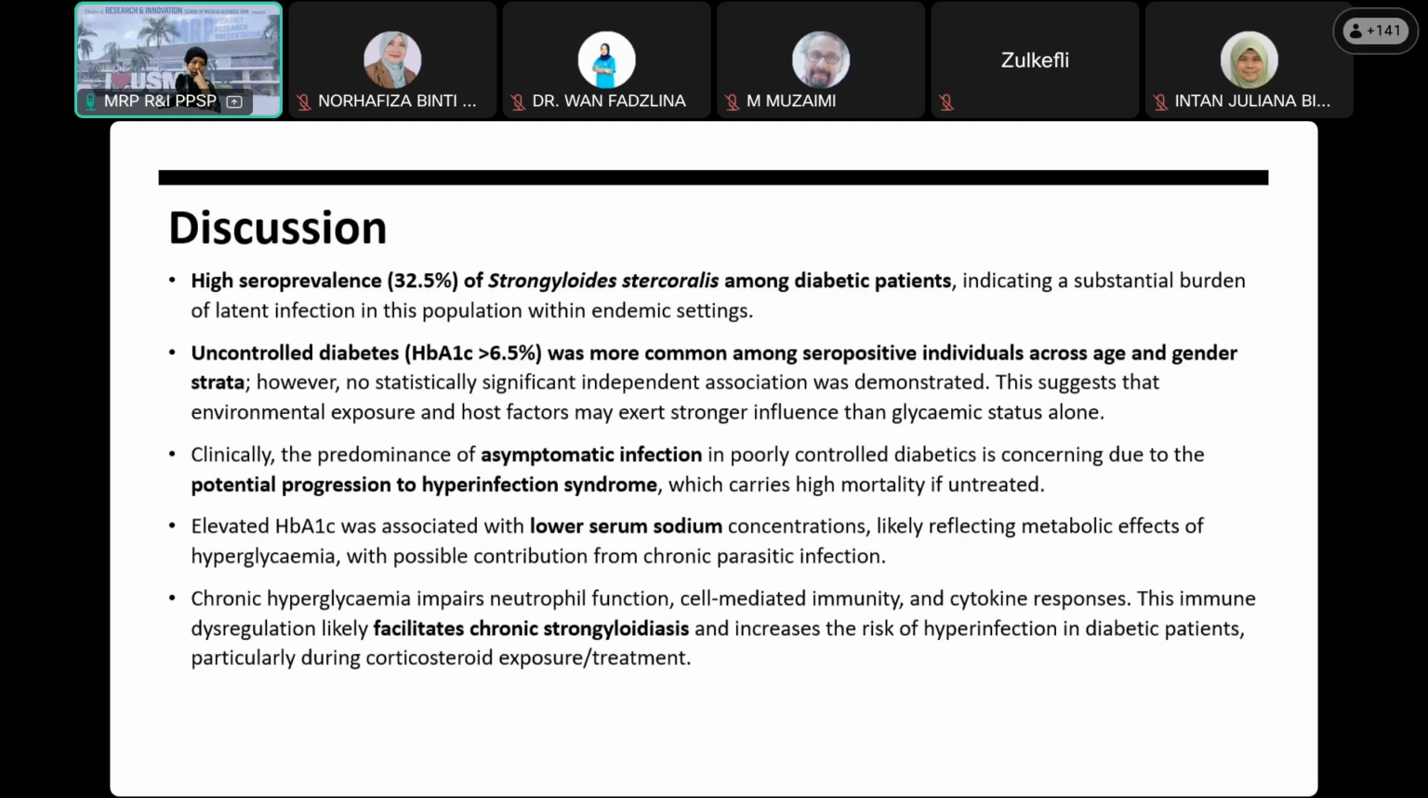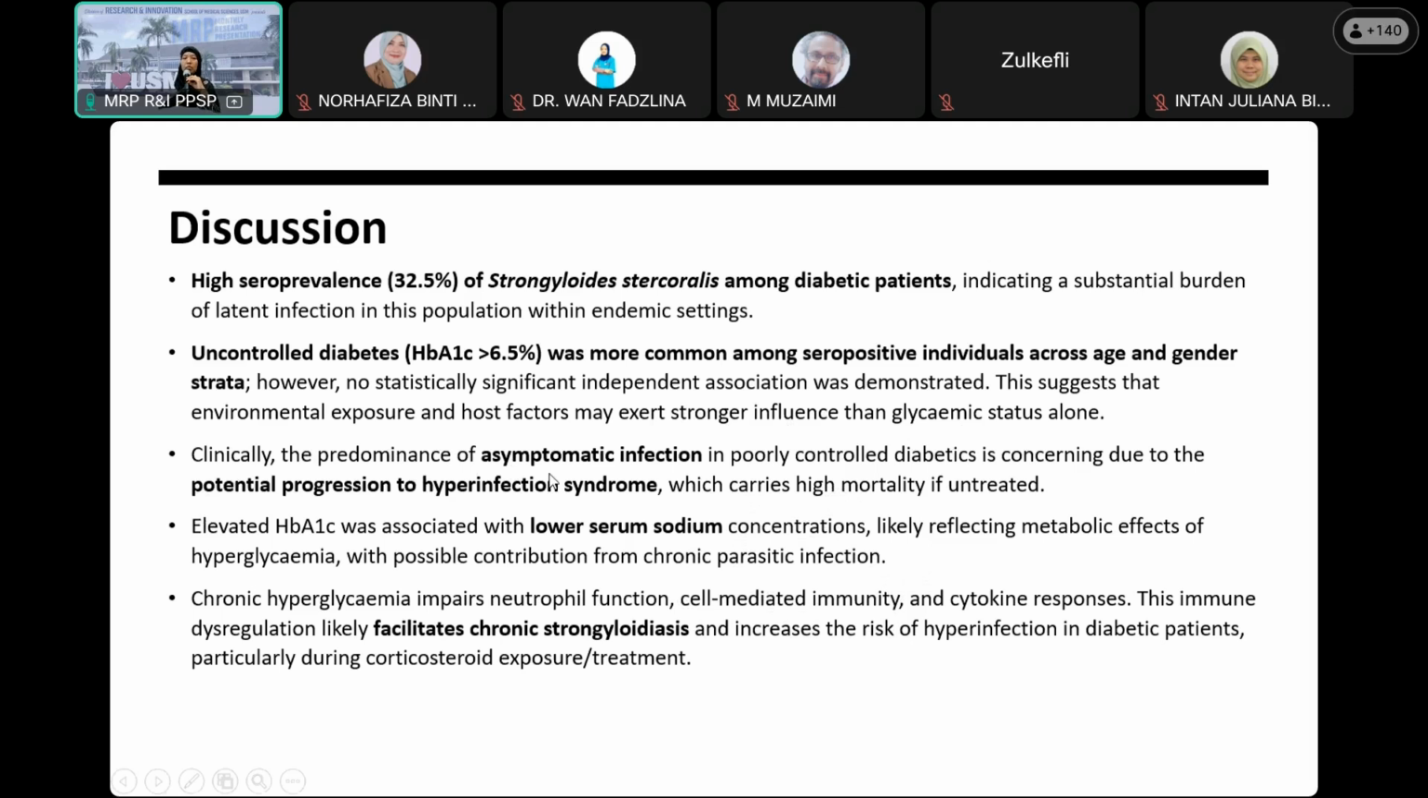So for the discussion, we have only 2 slides left. There is a high seroprevalence of Strongyloides stercoralis in our diabetic patients, which is 32%. Uncontrolled diabetes, HbA1c more than 6.5, was more common among seropositive individuals across the age and gender strata, but however, no significant independent association was demonstrated. This finding suggests that other environmental exposure and host factors may exert a stronger influence compared to glycemic status alone in the seropositivity of strongyloidiasis.